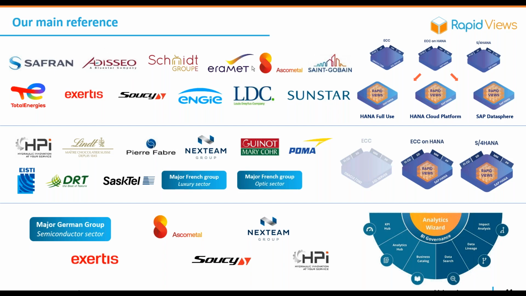The other ones at the beginning were working on data warehouse, but it was more on the HANA full use platform. Of course, we have more and more customers using real time or business content on ECC on HANA or S4 HANA, right? Like Pierre Farm, Nexteam, Guino, Poma, Saxtel. In Canada, we have a major French group. It's actually the holding of LVMH, Louis Vuitton, a large French luxury company.